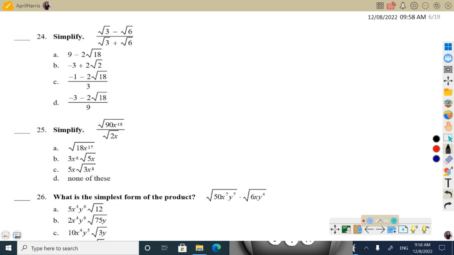Number 24 says simplify. You got a binomial divided by a binomial. And no, you can't just cancel these. Obviously, look at your answers.